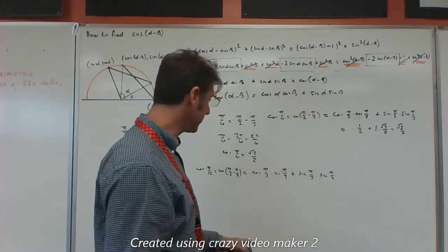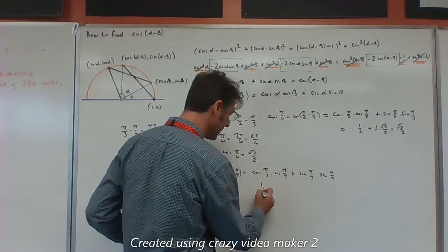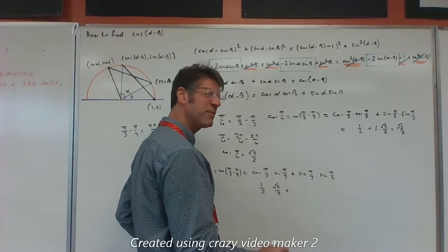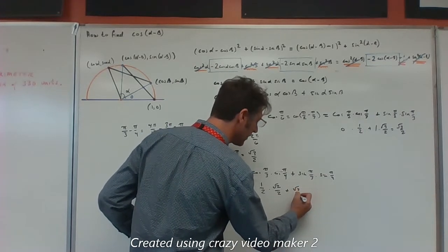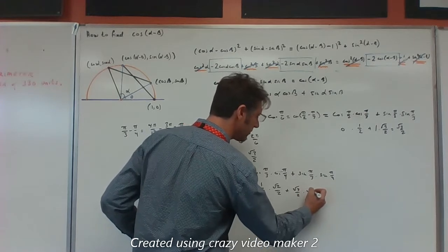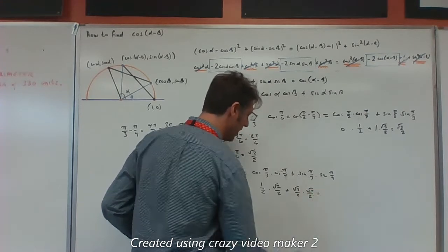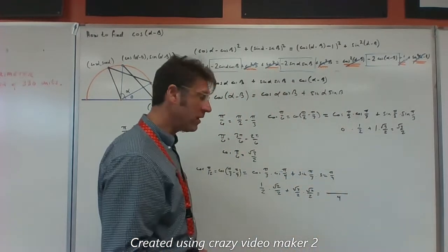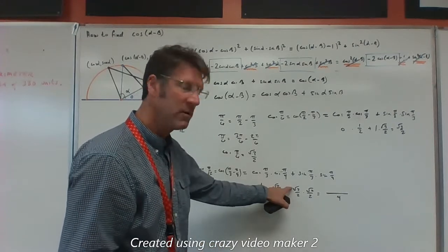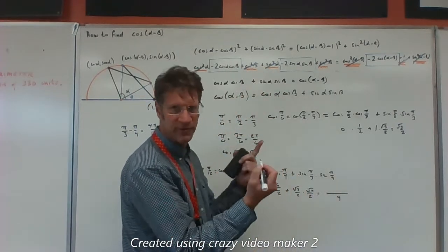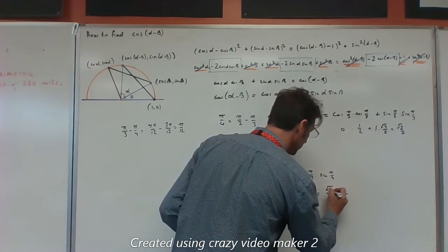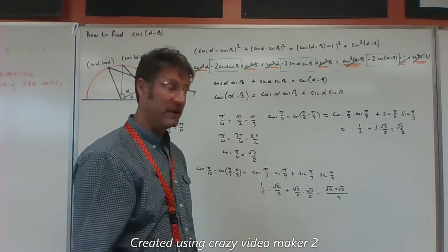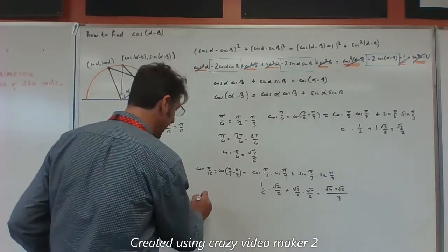Plug our numbers in that we know from the unit circle. That's 1/2 times radical 2 over 2, plus sine of pi over 3, that's radical 3 over 2, times the sine of pi over 4, which is radical 2 over 2. Okay, we got 2 times 2 in both these denominators, so our overall denominator is simply 4, and this is radical 2 plus radical 6. I'm going to turn those around to put the 6 in front. Radical 6 plus radical 2 all over 4. Lovely.